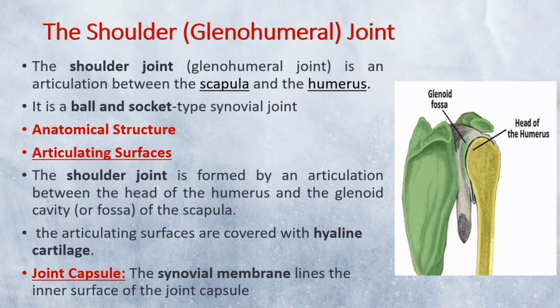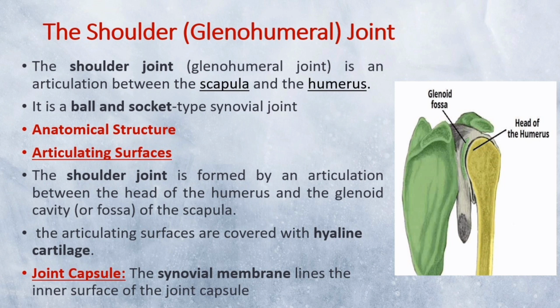Like most synovial joints, the articulating surfaces are covered with hyaline cartilage. The head of the humerus is much larger than the glenoid fossa, giving the joint a wide range of movement at the cost of instability. To reduce the disproportion in surfaces, the glenoid fossa is deepened by a fibrocartilage rim, called the glenoid labrum.